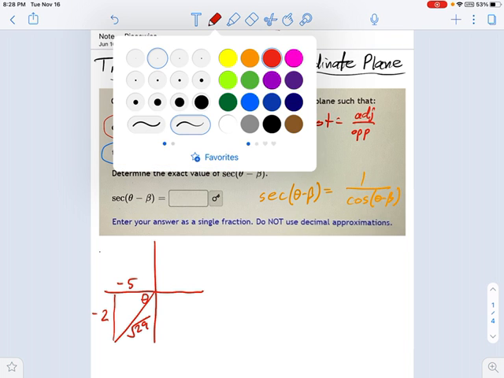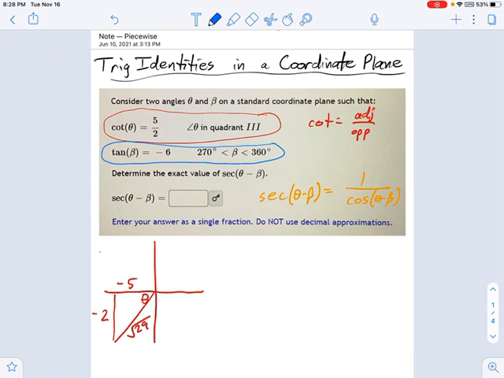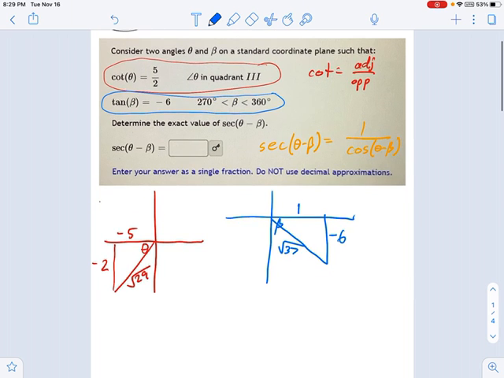Okay, that one's done. Move on to beta, which is in quadrant 4. I'm just going to give myself a little more room here for this triangle. There's my quadrant 4 triangle. Tangent is -6. Okay, here's my reference angle right there. Tangent is opposite over adjacent, so that means -6 over 1. I double check the signs. This makes sense. -6 is the part going down, +1 is the part going to the right. So that looks good. And now I just need to do a Pythagorean theorem argument over here, and I get square root of 37 as the hypotenuse. So now we are set to go.